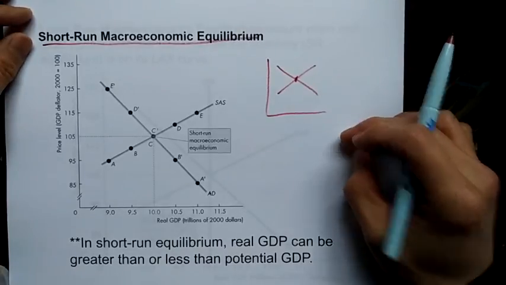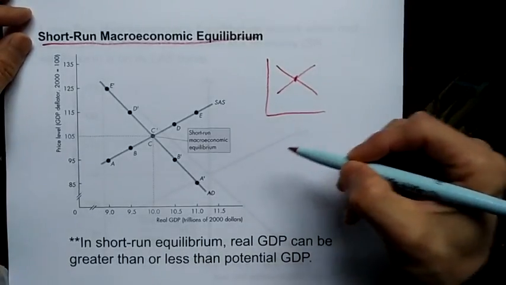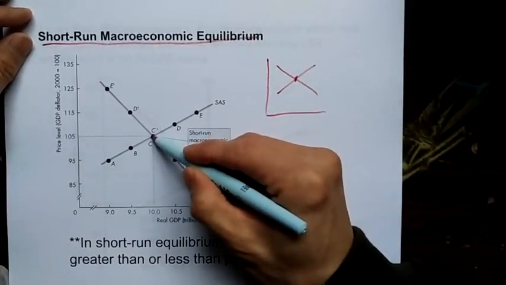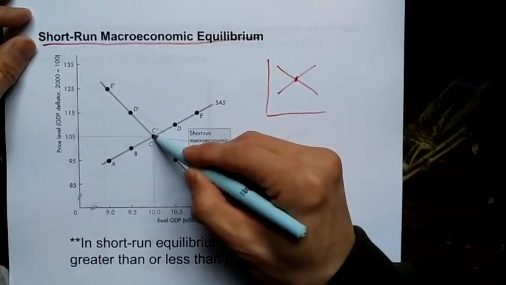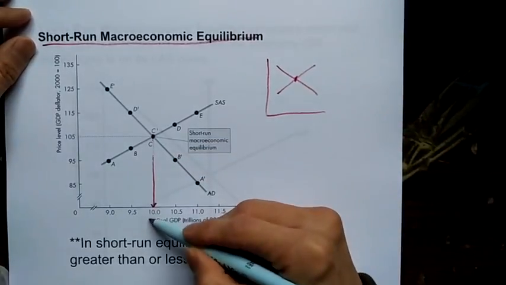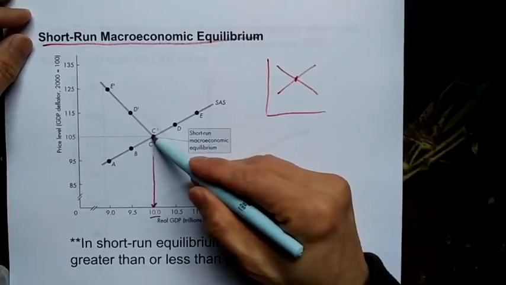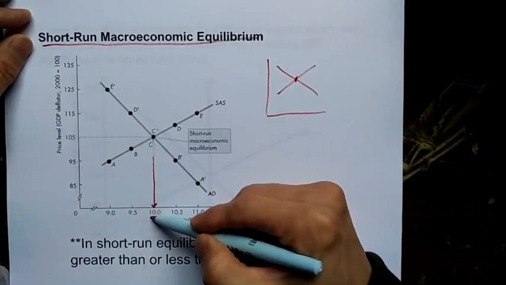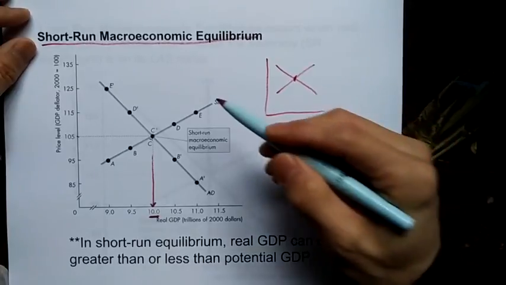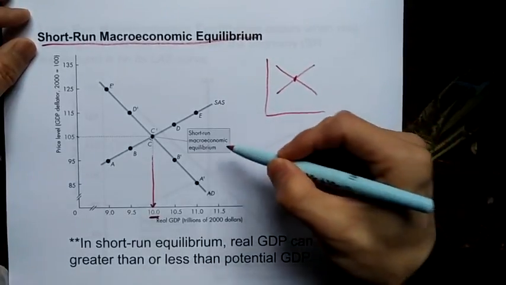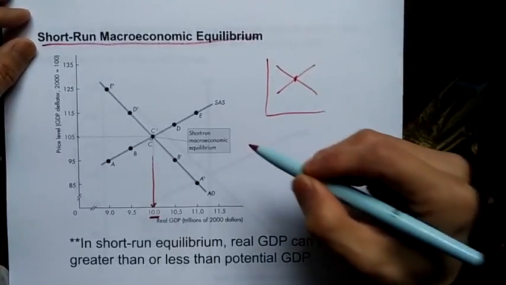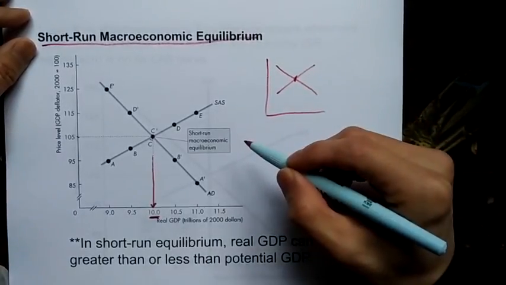Remember, we are always in the short run. Therefore, the short-run equilibrium is where we are producing right now. Say, for example, in this example, now we are producing at 10 and the price level is 105. We are producing at the short-run equilibrium. We are not necessarily in the long run.